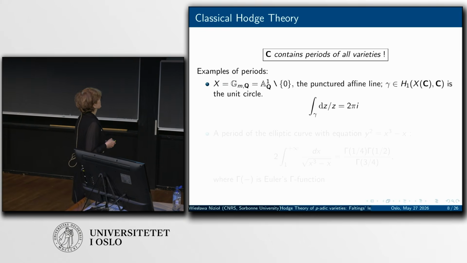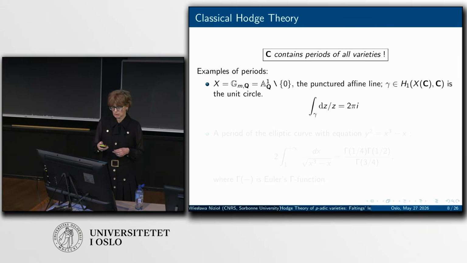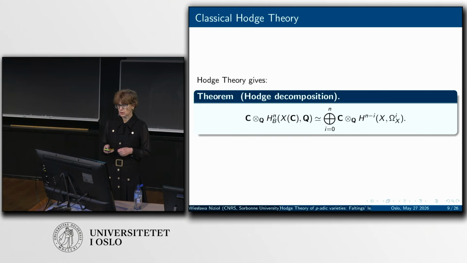So if we start with a torus, so affine line minus 0, the punctured affine line, I can take the unit circle, integrate dz over z around it, and I get the period 2 pi i, so a very familiar period. Another example I have here is an elliptic integral whose value is some kind of formula involving the Euler gamma function. This is not quite visible from the way it's written, this integral, but it's actually a period of the elliptic curve of the form you have seen before, y squared equals x cubed minus x. So these are some classical periods.